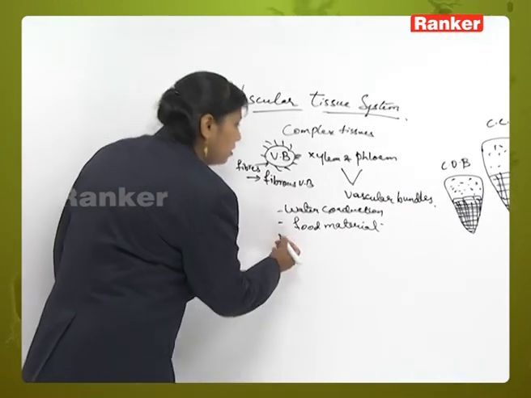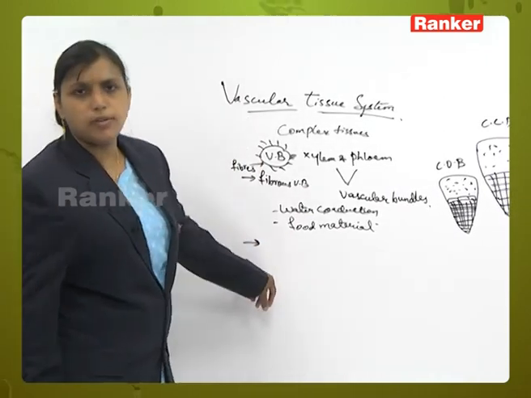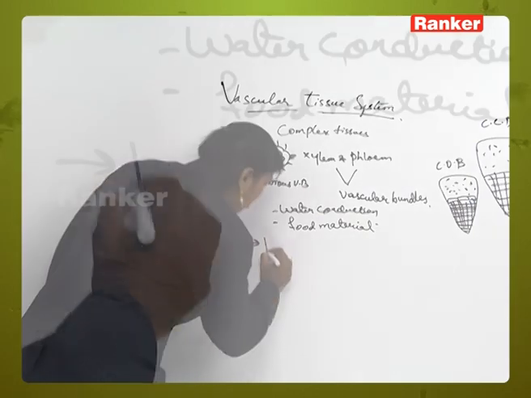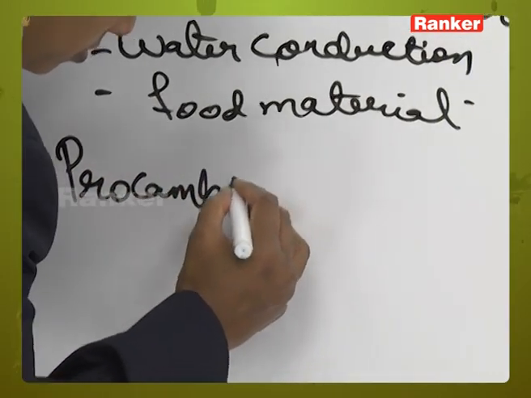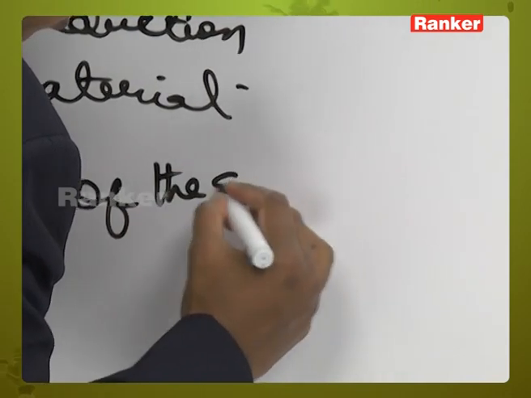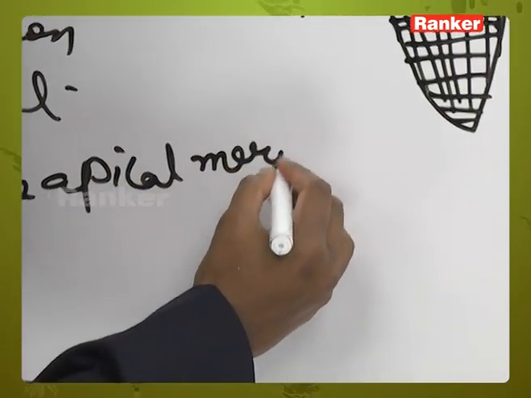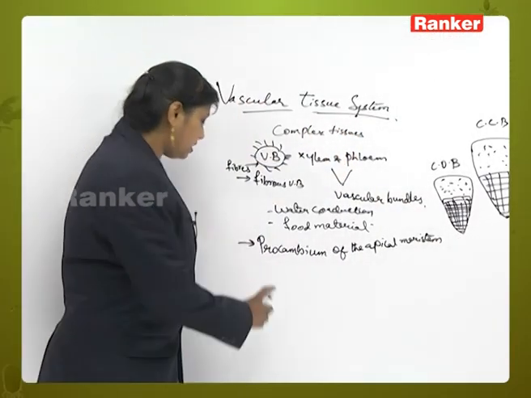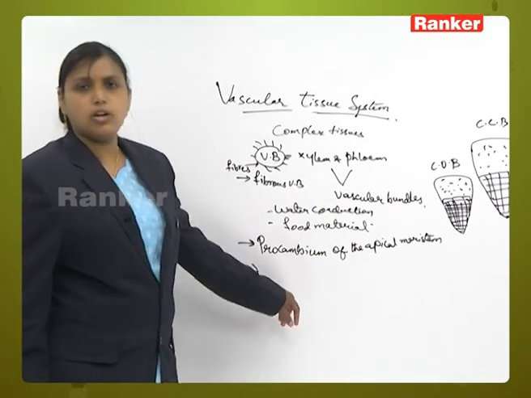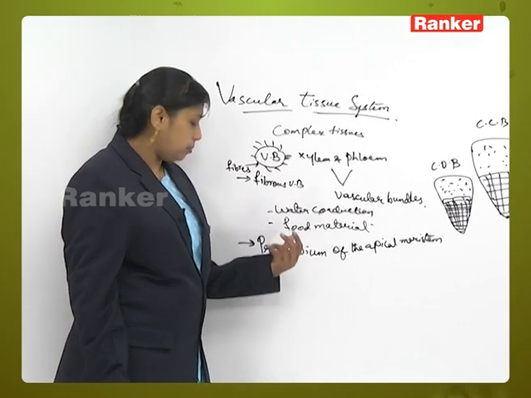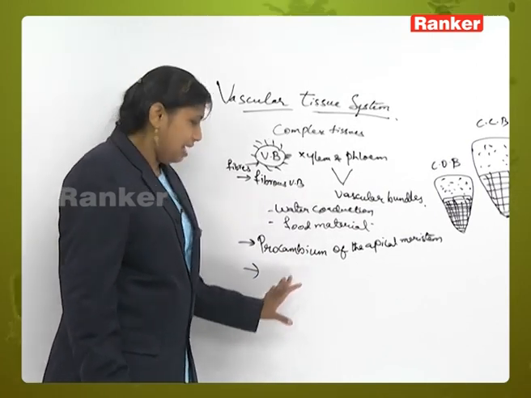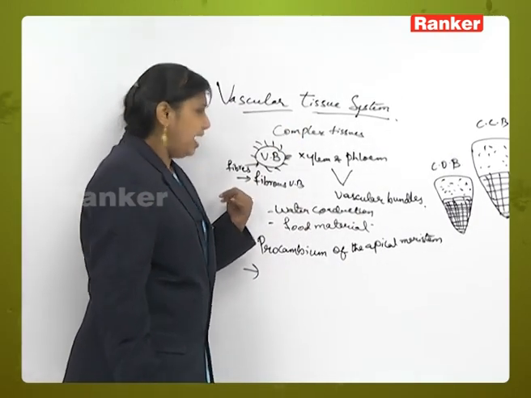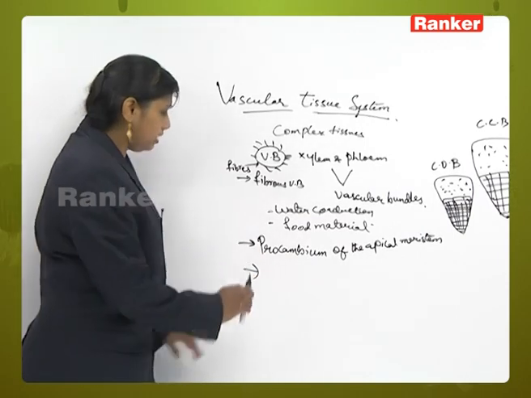Okay. Next, where does this vascular bundle originate from? These vascular bundles originate from the procambium of the apical meristem. These cells are isodiametric in nature and undergo longitudinal division. The procambium cells of the apical meristem are the place from where the vascular tissue originates, and these cells are isodiametric in nature and show longitudinal division.